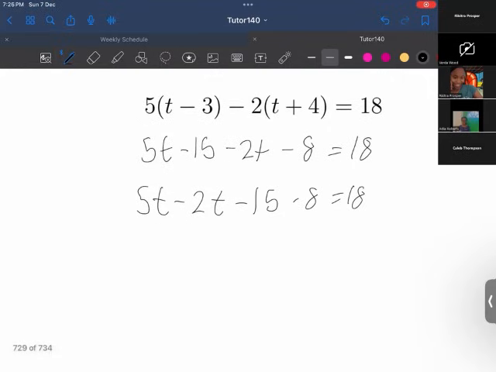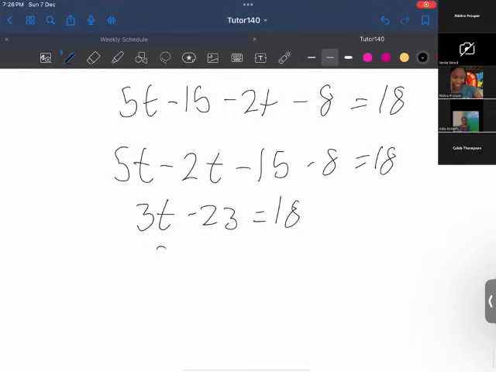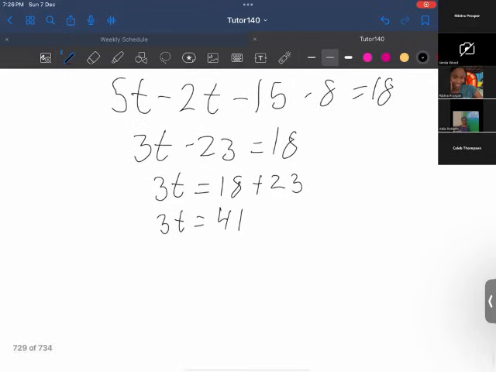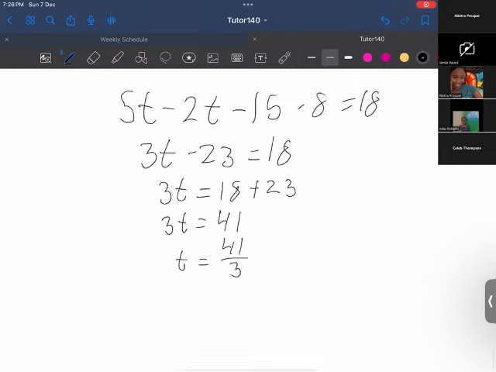5t minus 2t, that's 3t. And then minus 15 minus 8, that's minus 23 equals 18. So I'm going to send the 23 over. So that's 3t equals 18 plus 23. So 18 plus 23, that's 41. So that's 3t is equal to 41. I'm going to divide both sides by 3. So t is equal to 41 divided by 3, right?